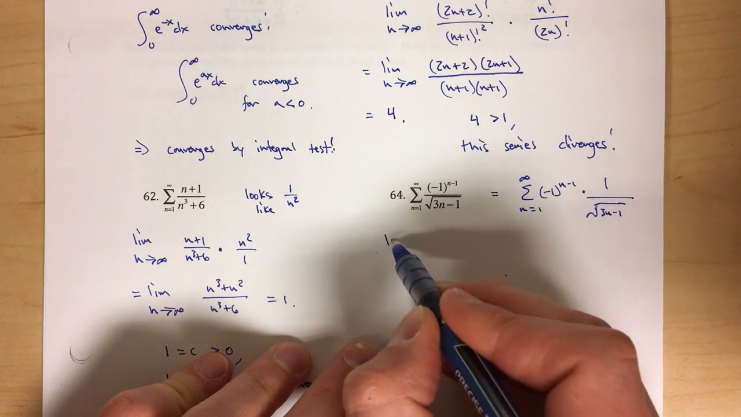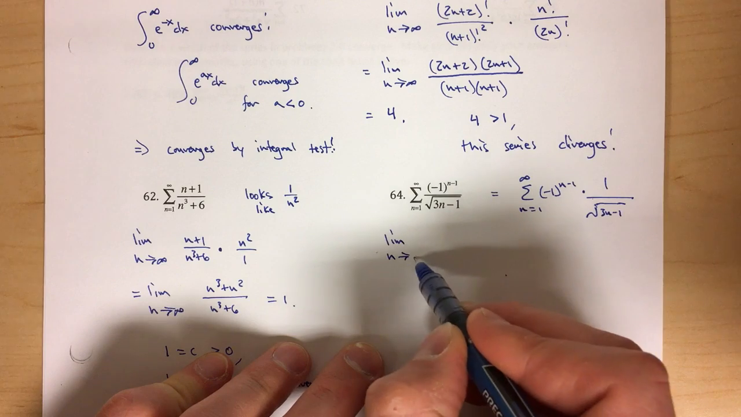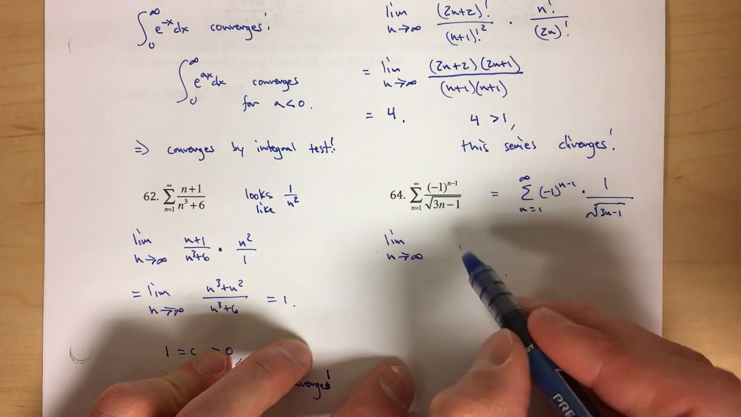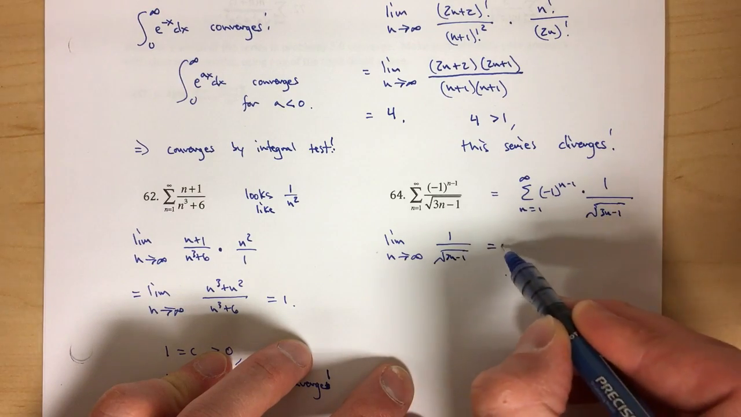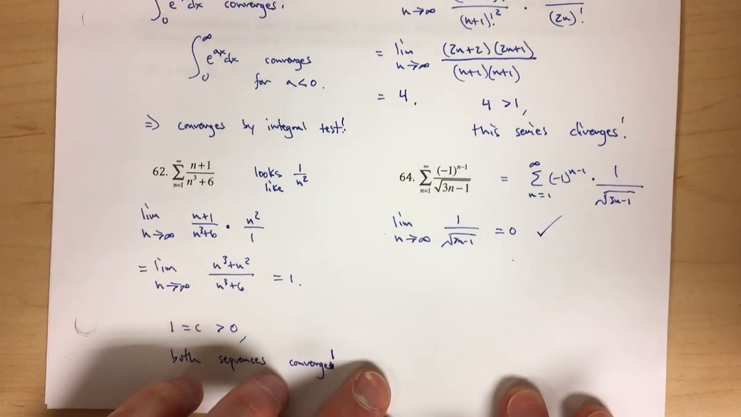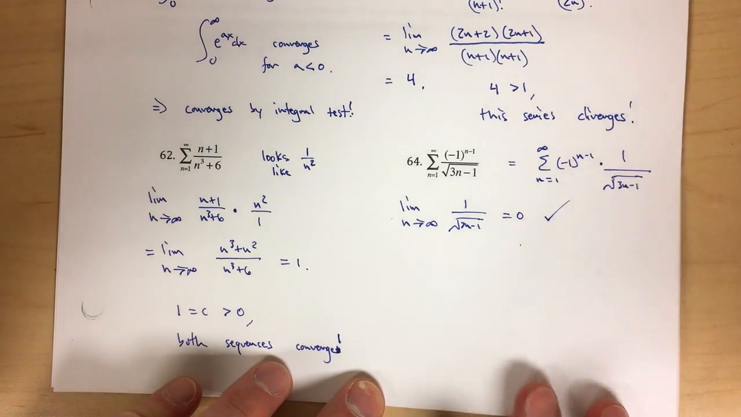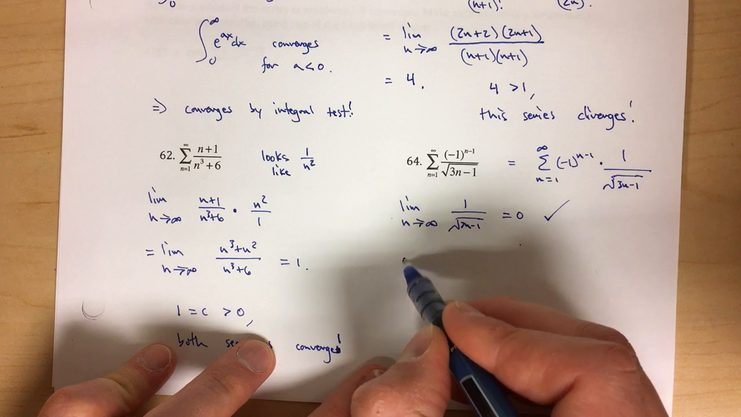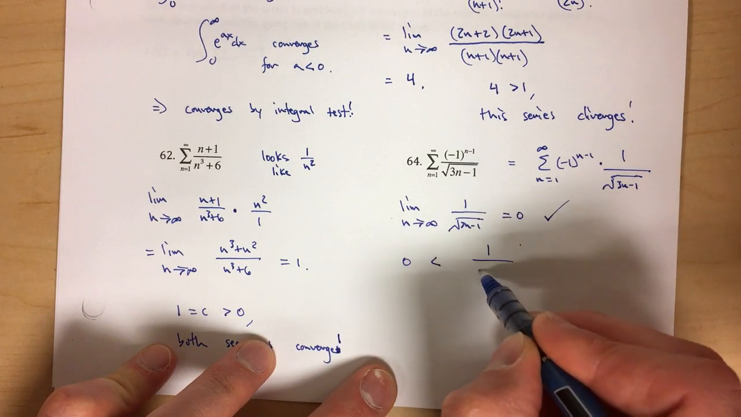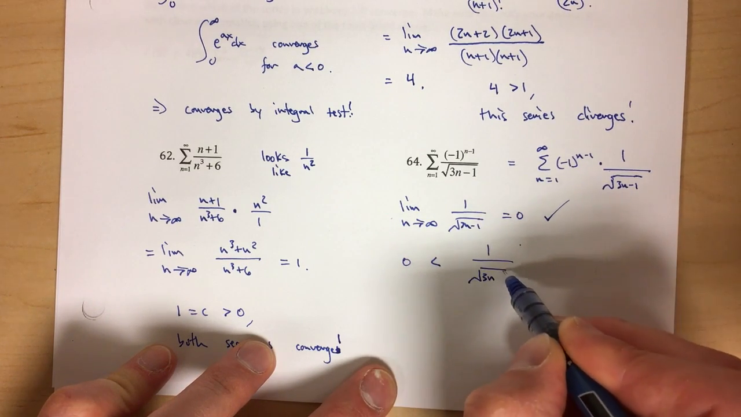So we need to show or claim with some certainty that the limit as n approaches infinity of 1 over the square root of 3n minus 1 equals 0. And that is certainly true. It's really 1 over infinity. Sorry, this is a little messy in here. And we need to believe that 0 is less than 1 over the square root of 3n.